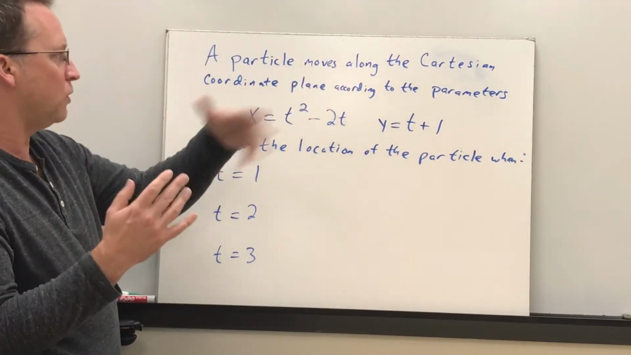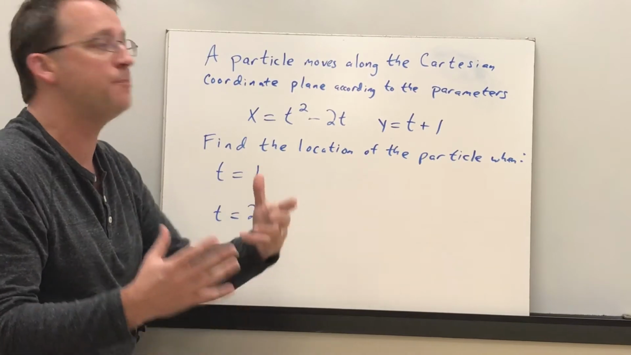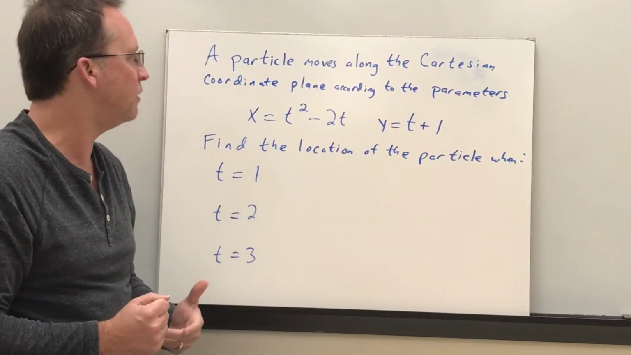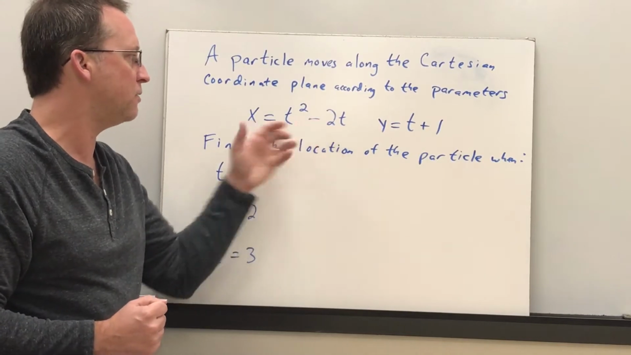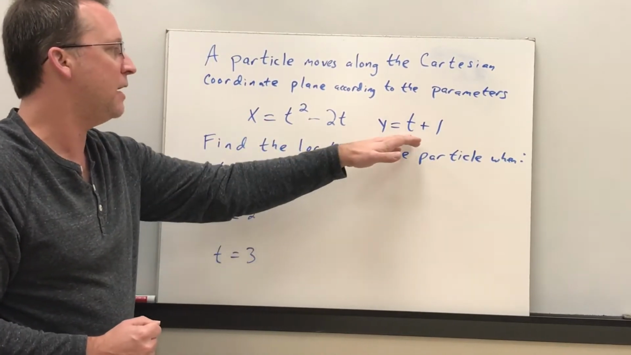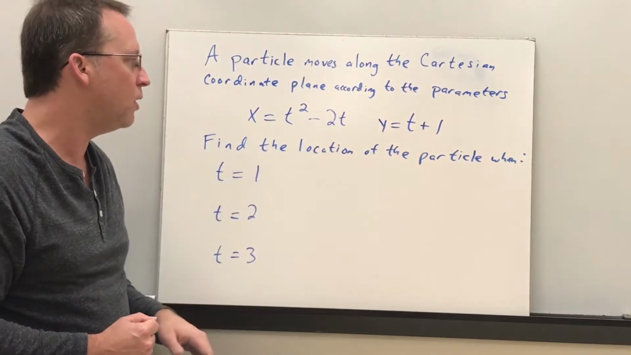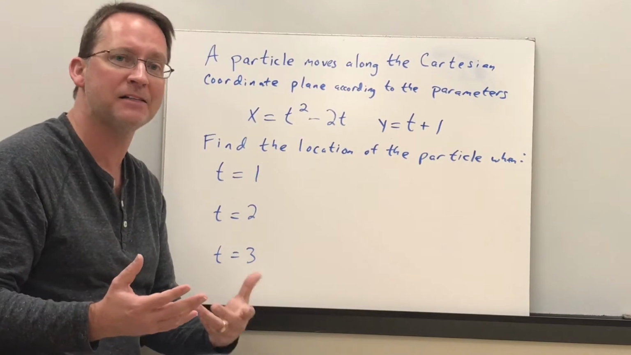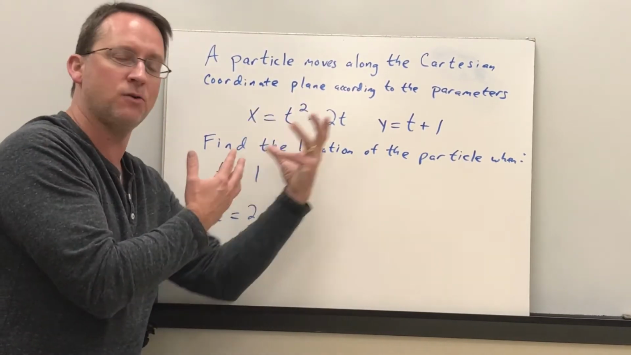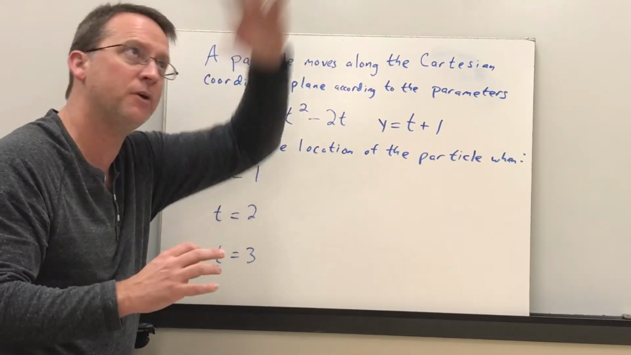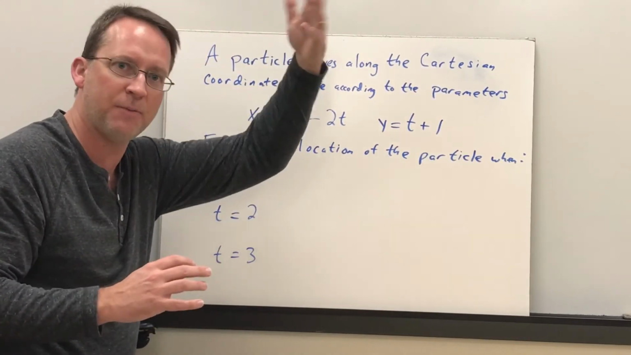So a particle moves along the plane according to the parameters. Parameters are equations that guide the motion of your particle. And you'll notice here there's a parameter for the x variable, for the x direction, and a parameter for the y variable. And both of those parameters are in terms of time. So as time passes, the particle is at different x coordinates and different y coordinates. I was going to bring a tennis ball and bounce it all over the place so you could think about motion happening in both directions.